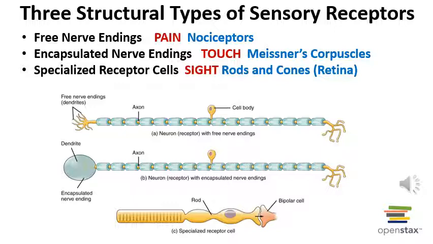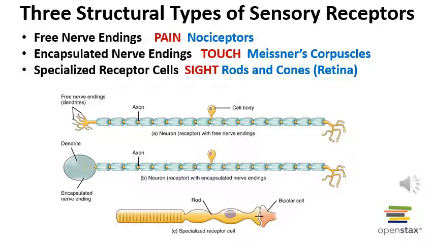Now, sensory receptors, as a rule, fall into three general categories. They're illustrated here, and you'll need to know those three general categories, and you will definitely need to know the representative examples. This particular illustration is taken from your textbook. Free nerve endings, illustrated at the top, are representative of pain receptors, also known as nociceptors, or I prefer the pronunciation nociceptors.